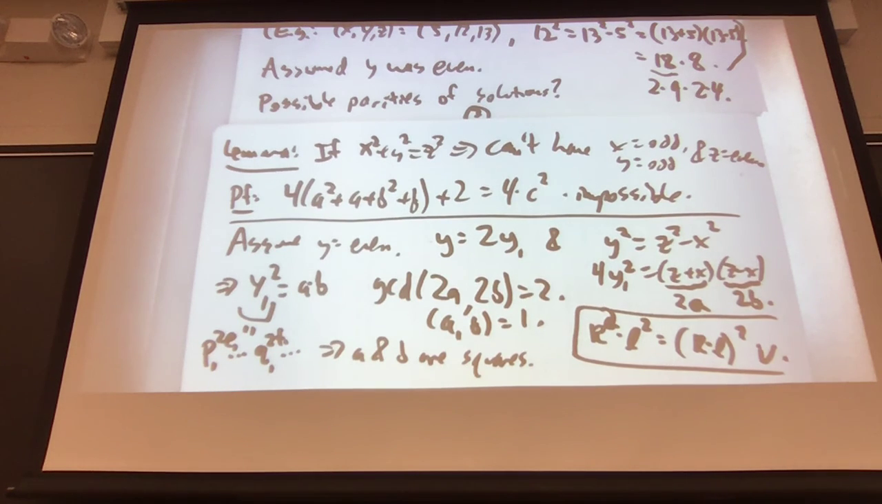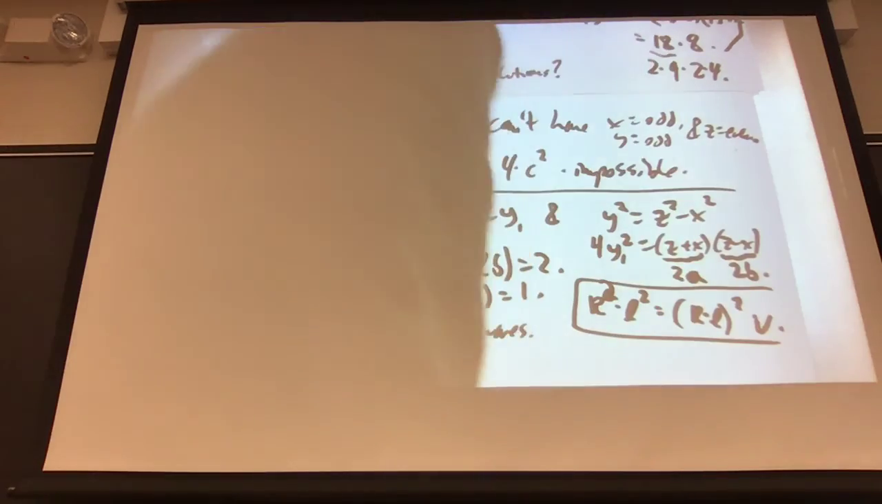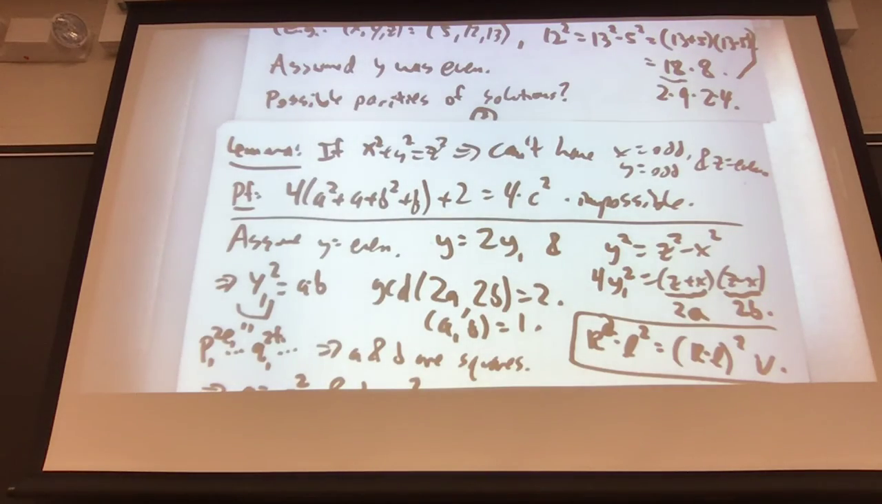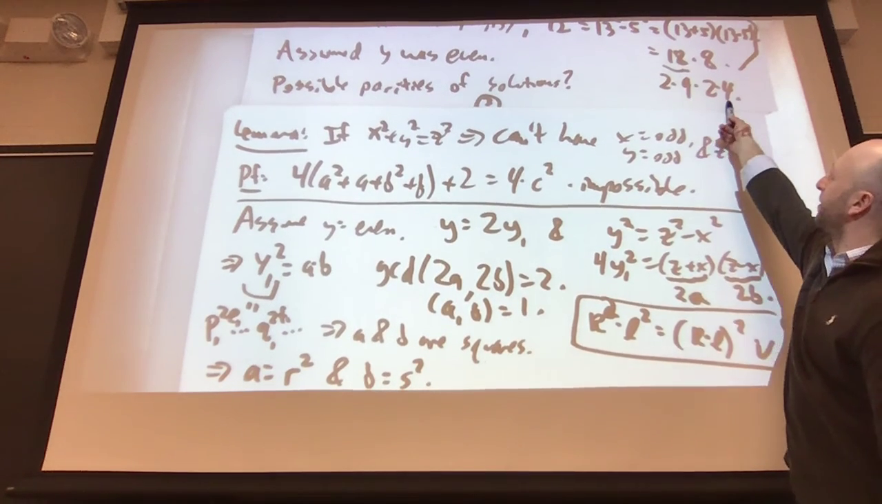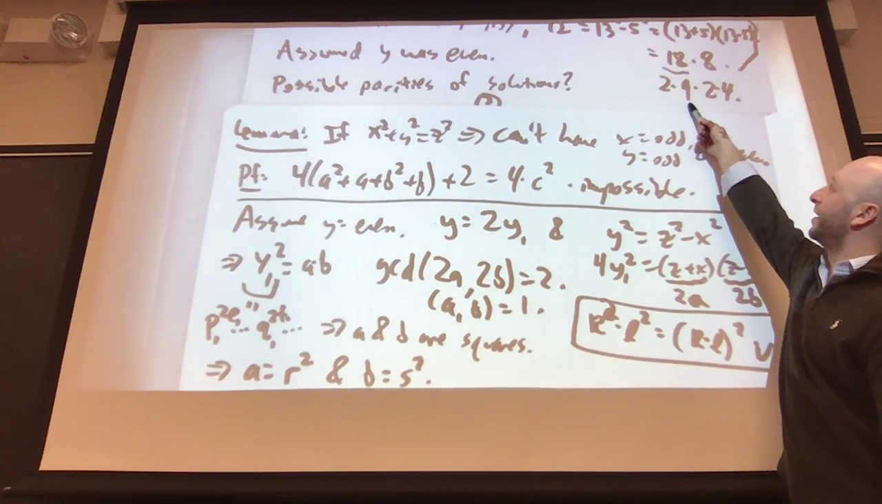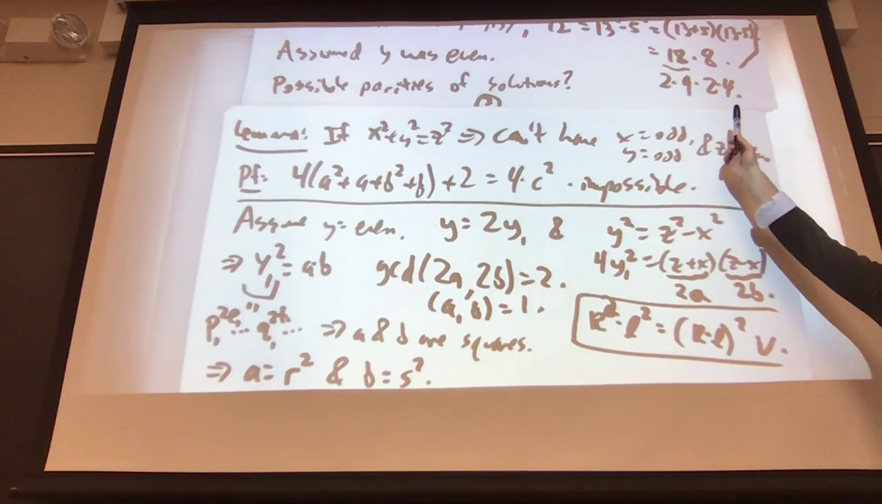So what does it mean that they're perfect squares? That means that A is a square of a number, let's say R, and B is also a square of a number, let's say S. What would that be in our example up here? This was A and this was B. So R is 3 and S is 2.